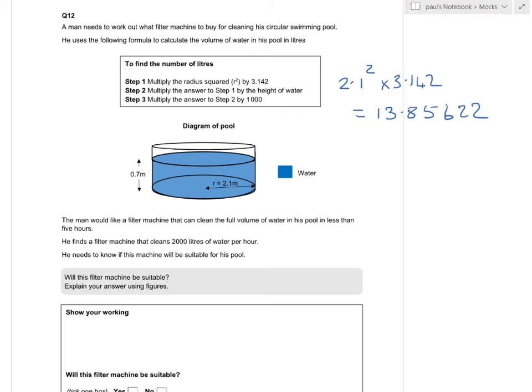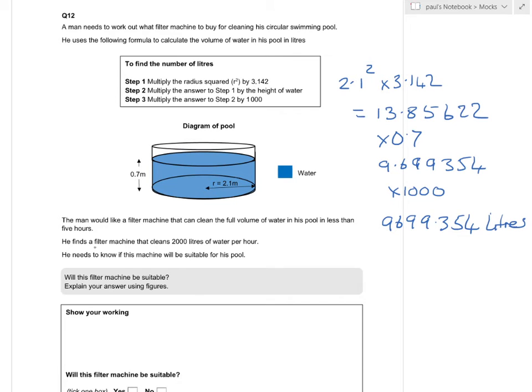Multiply the answer to step 1 by the height. So multiply that by 0.7, and then I get 9.699354. There's a lot of numbers here. And then the third step, multiply the answer by 1000, and I get 9699.354. What's that? Litres.